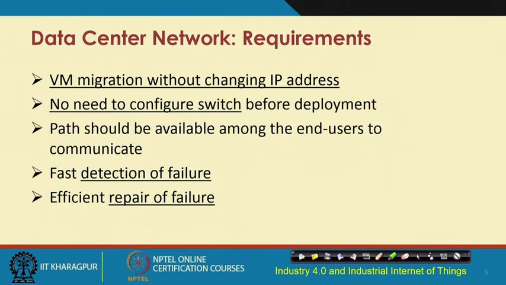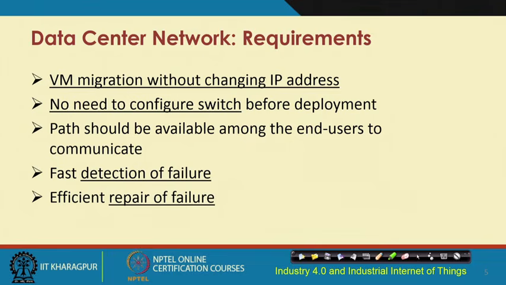The fourth and the fifth properties are quite understood. Data center networks should be able to detect any kind of failure and should offer efficient repair of failure. So, self healing behavior: that means that if anything goes wrong, the data center network should be able to heal on its own, should be able to repair the particular component. Whatever has failed or is going to fail should be repaired on its own. That is basically the self healing property of a data center network.